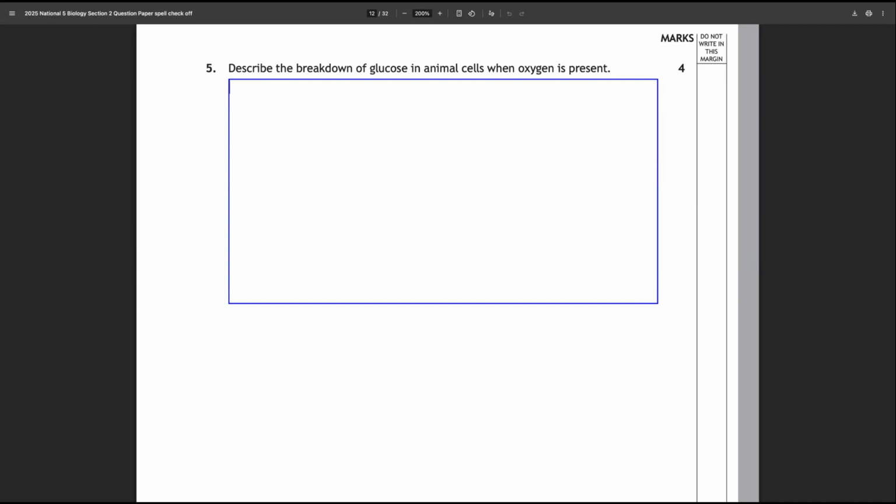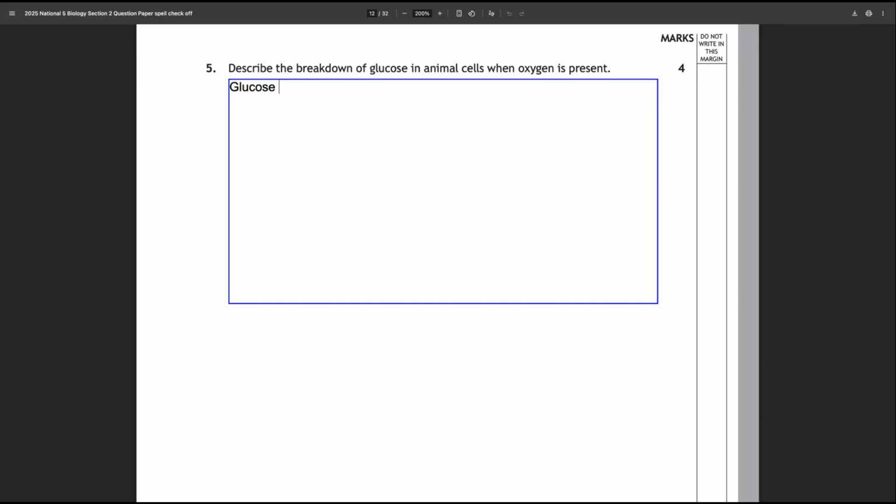Okay, so question 5 is one of those questions where if you have done the hard work of memorizing your notes and your content and you feel confident going into the exam, this is the kind of question that should excite you, because you're basically given an open book to write down everything that you've learned about that particular topic. So this one says, describe the breakdown of glucose in animal cells when oxygen is present. So the hint you're looking for there is basically oxygen is present, animal cells. So we're thinking aerobic respiration. Okay, so you're going to write down everything you know about aerobic respiration.